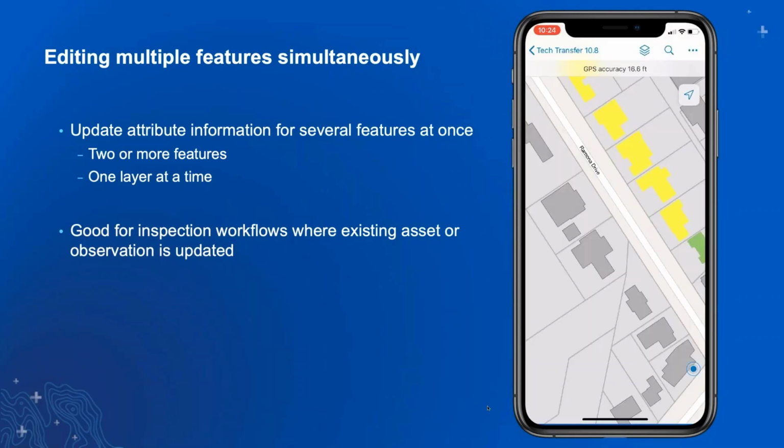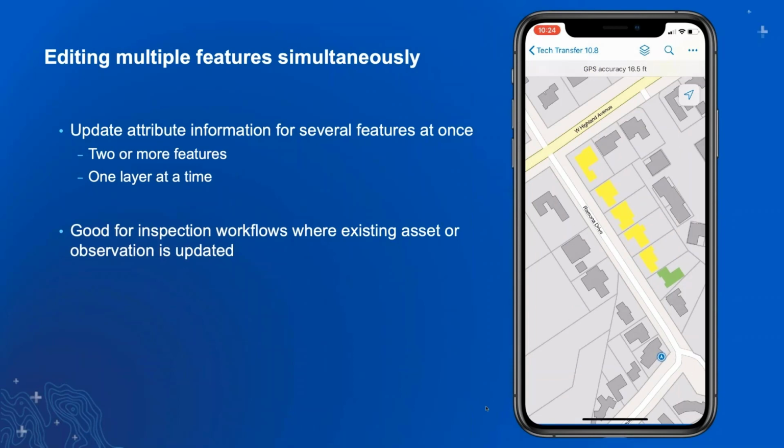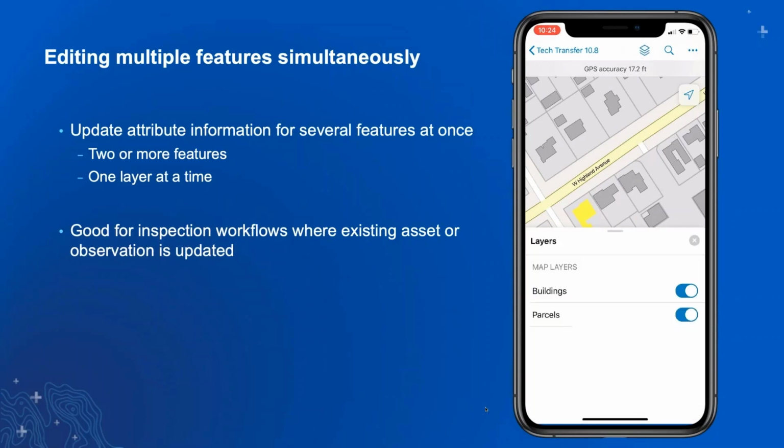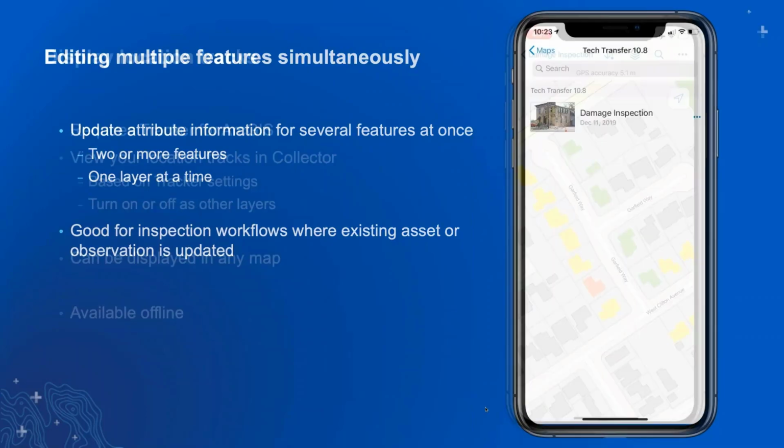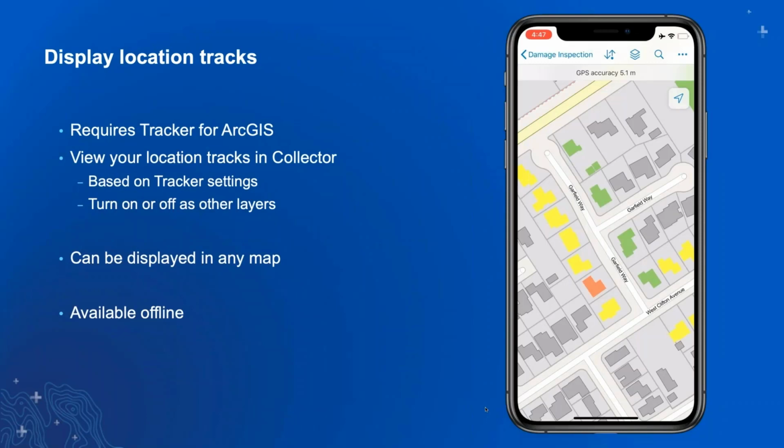So again, just some optimizations if you're inspecting or updating existing assets that you need to update. Many of you may or may not be familiar with one of our newest apps called Tracker for ArcGIS. It's a very simple app, but it's really designed to track your location and information about your location. It can be done on a schedule. There's a whole lot of information available about that.